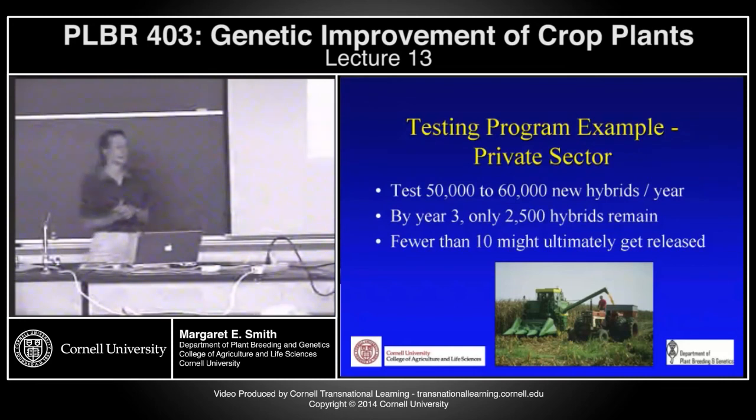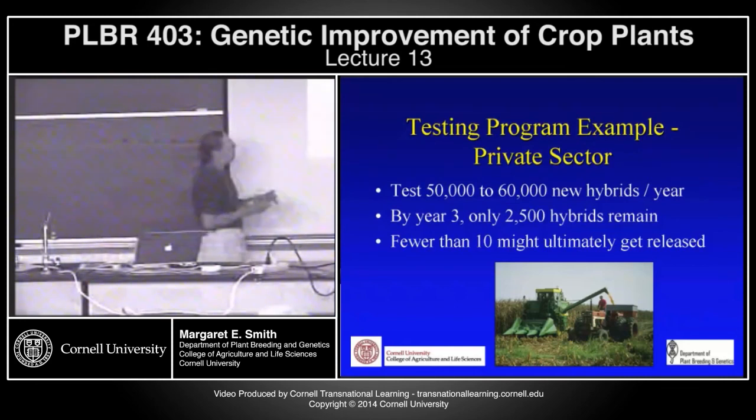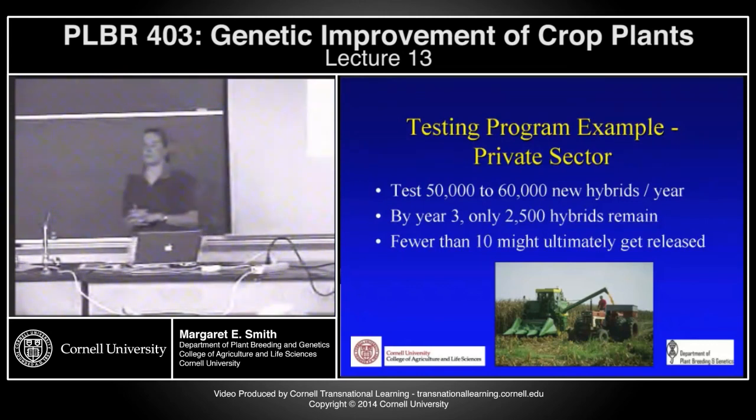Just to show you what this might look like, here is an actual example from one of the large private sector breeding companies. This is a company that, just for the US market, tests about 50,000 to 60,000 new hybrids every year. So these are finished inbreds, they've made new hybrid combinations, and they're going to put 50,000 to 60,000 new hybrids in yield trials. Admittedly, this is not one breeder. This is like 10 or 15 different breeding programs at different locations, collectively among them.